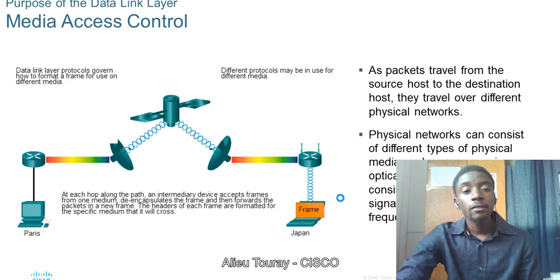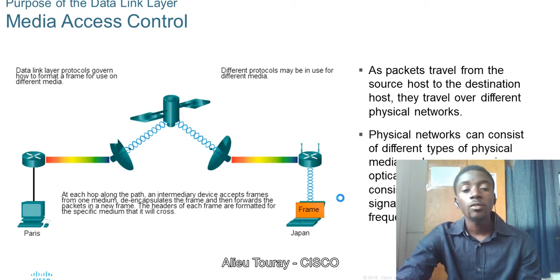So the data link layer governs how to format a frame for use on one media to another media. Different protocols may be in use for different media, and therefore each hop along the way will make sure that it does not interfere with any data. So the hop here might be a router, any device that does encapsulation.